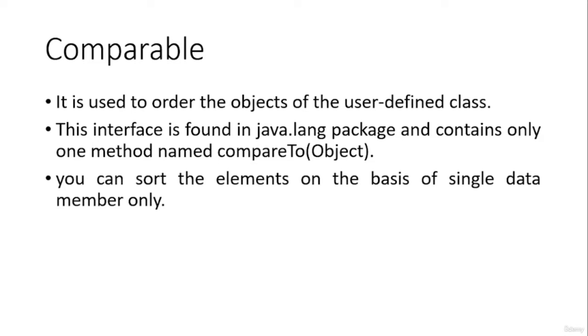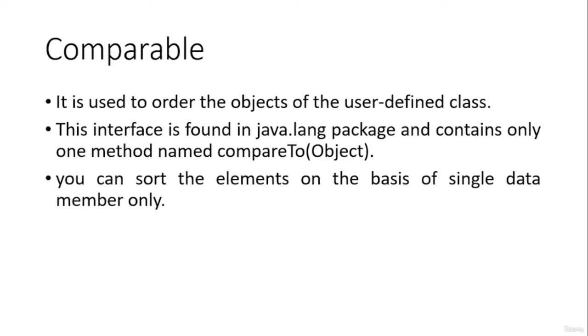Comparable is an interface which is used to implement sorting functionality for user-defined objects. If you have user-defined objects and you want to define particular sorting logic for a user-defined class, then you can use the Comparable interface by implementing it and overriding the compareTo method. The comparing logic goes inside the compareTo method.